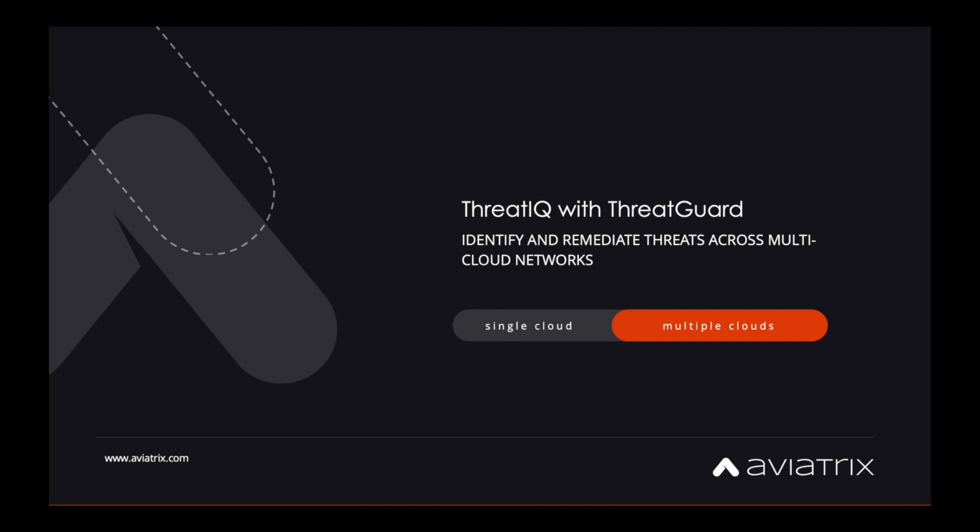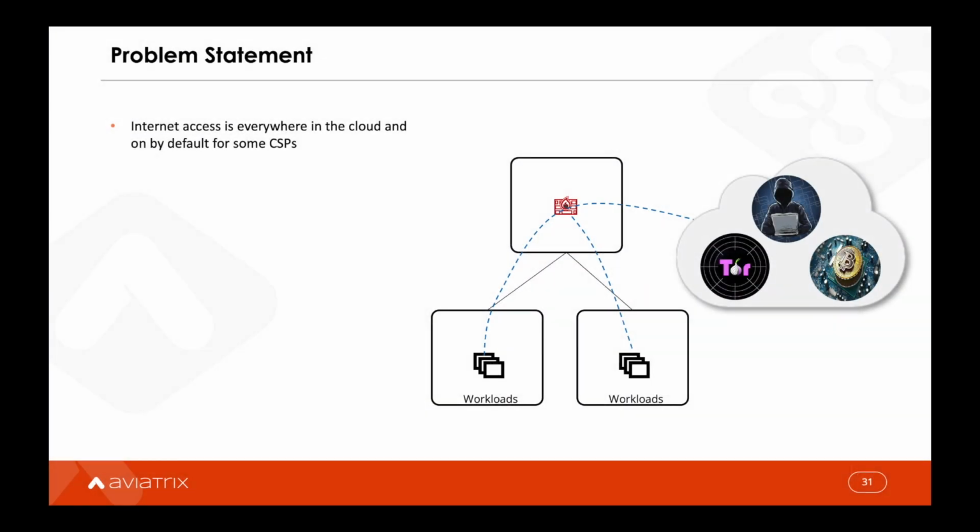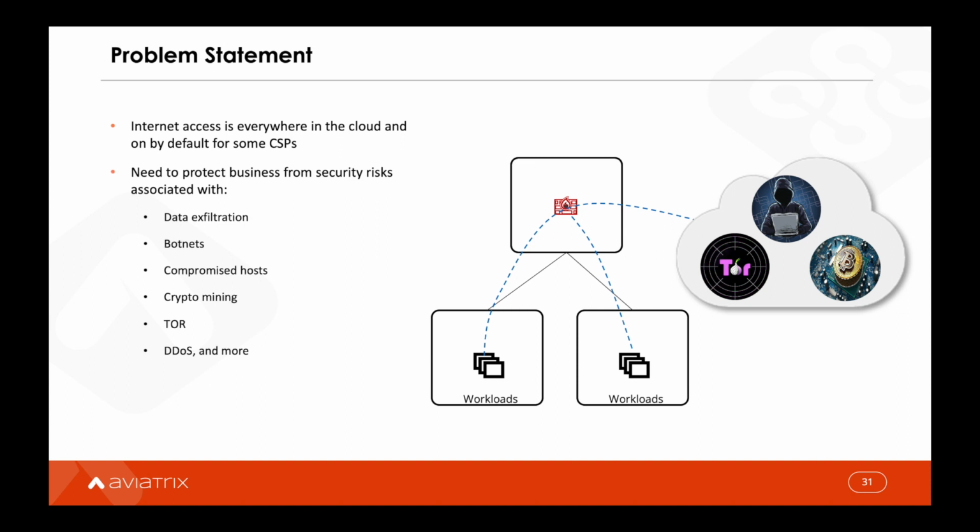Now let's talk about how Aviatrix provides threat intelligence security with a feature called ThreatIQ with ThreatGuard. Internet access is pervasive in the public cloud. With some CSPs, it is on by default by simply giving a public IP to a virtual machine. This introduces business risk for data exfiltration, such as botnets, compromised hosts, crypto mining, Tor traffic, and distributed denial of service attacks.